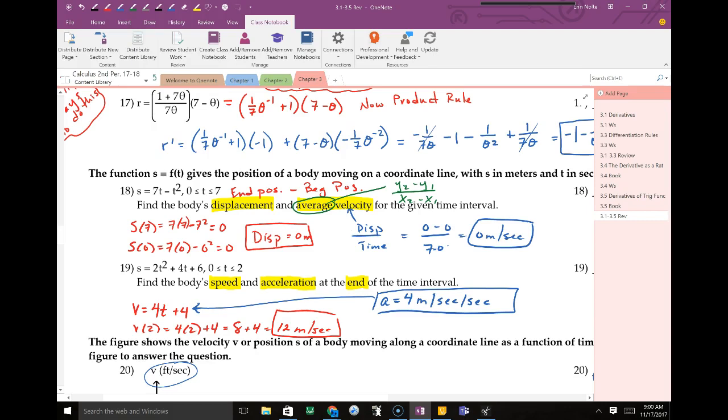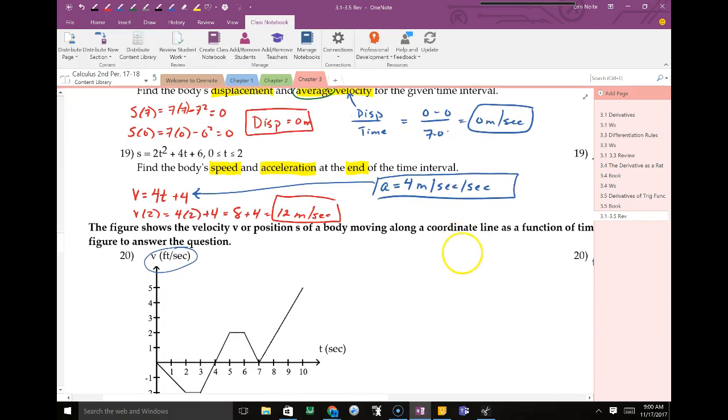Second part of this question says find the acceleration. So to find acceleration, we derive velocity. So derivative of 4t plus 4 is 4. That is a constant velocity. I have nothing to plug it into. It's just going to be the answer. Okay. Make sure, again, to label your units. Label your units. Don't forget to label your units.